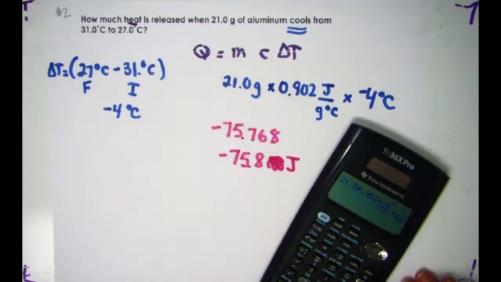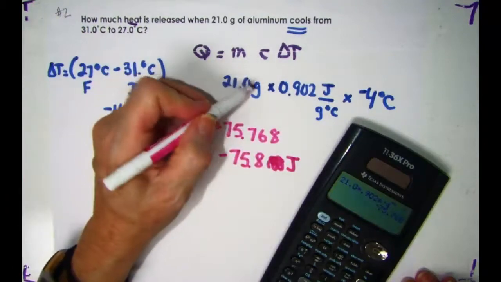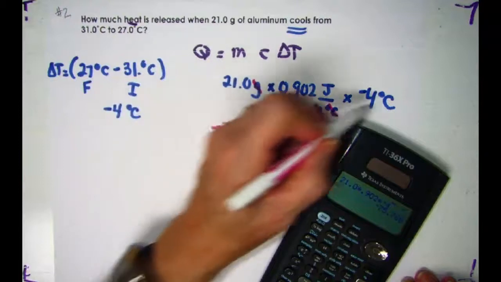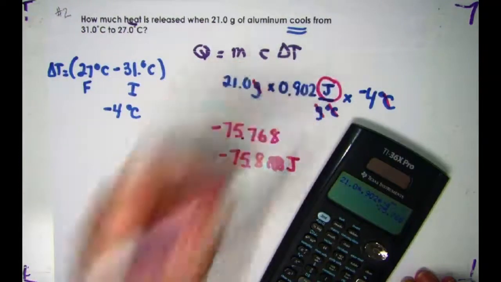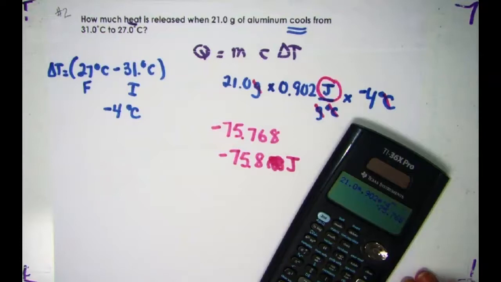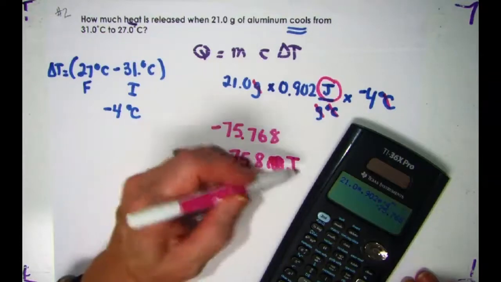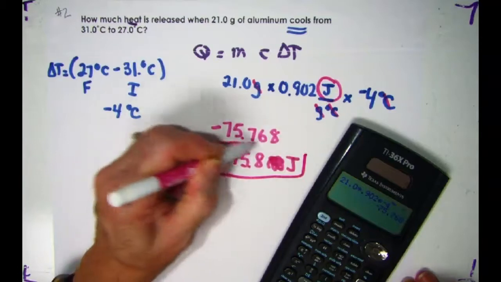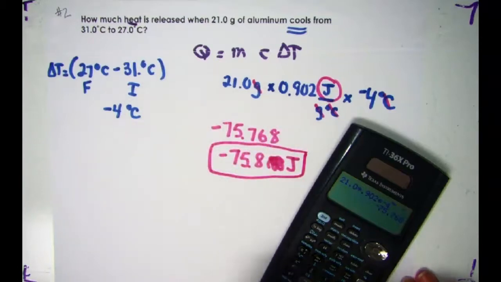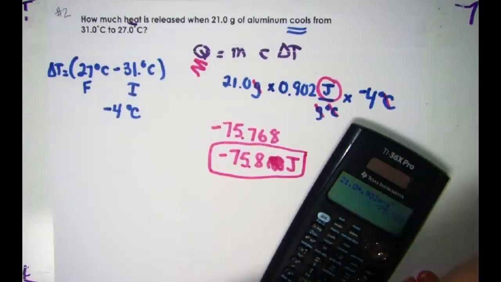That's because I wasn't looking at my units. All right, look, grams cancel. C cancels, and the only unit that I have left is a J, which is why I was wrong when I was going with degrees C. All right, so the second one is -75.8 joules, because we are looking for the Q in this particular case, having been given everything else.